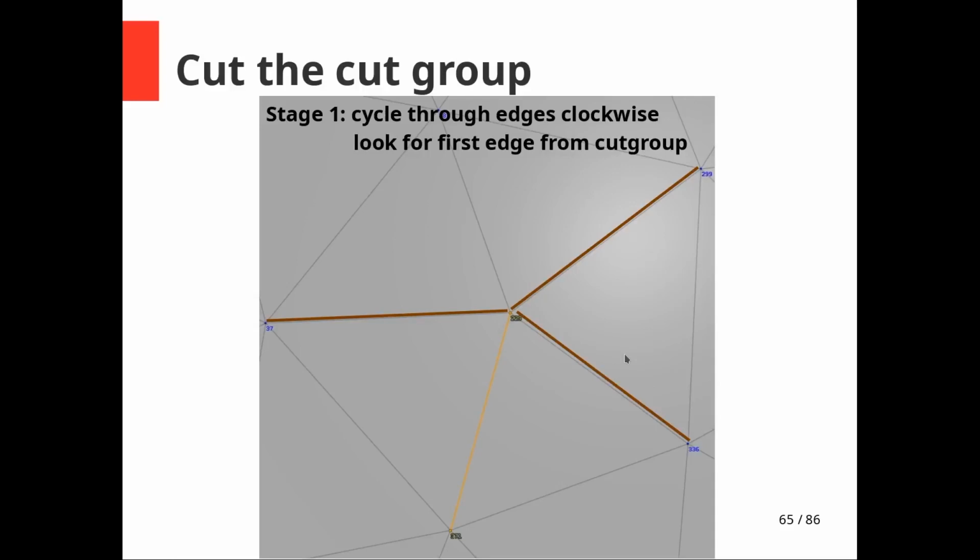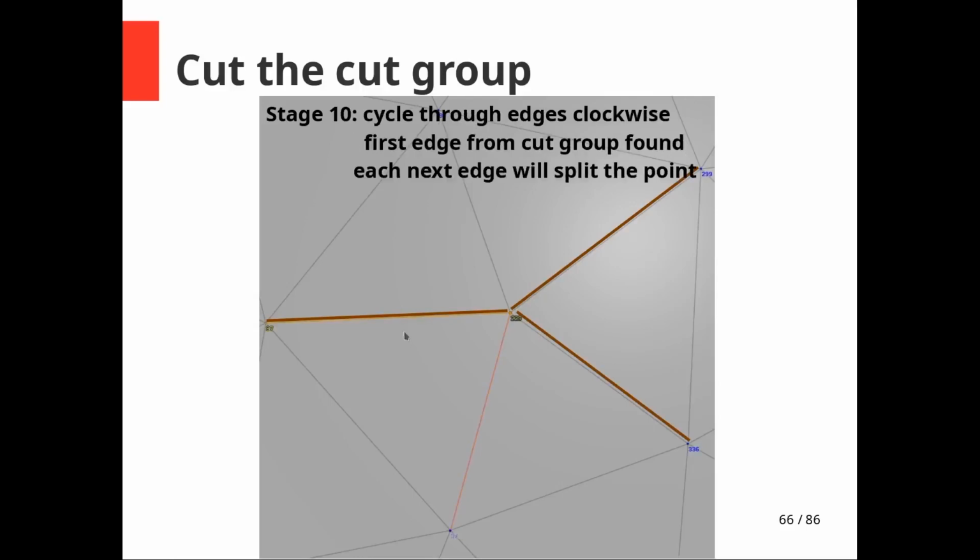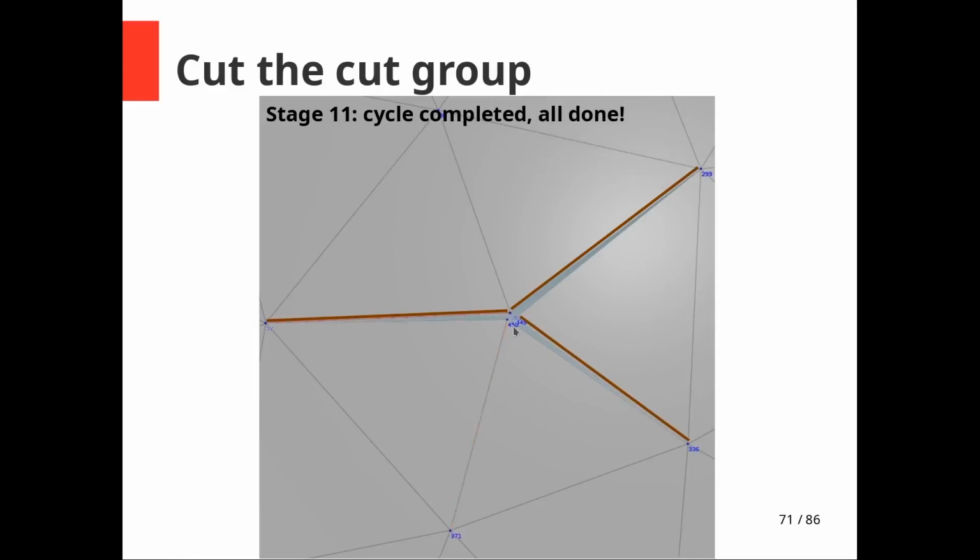Now let's look at a more complicated example to show that the amount and configuration of cut edges doesn't matter for this algorithm. Again, we start with stage 1 and we look for the first edge from the cut group. Assume we already did the backward circling. Edge found, so we start the main loop. Next, as we reach another edge from the group, the point is duplicated. And the next edge's source vertex is rewired to the new point. As it turns out, the next edge actually belongs to the cut group as well. So after rewiring, we duplicate the original point again. Now following edges will be rewired to this new point, like this. Rewire the next edge's source vertex, and same for the last one. The cycle is done.